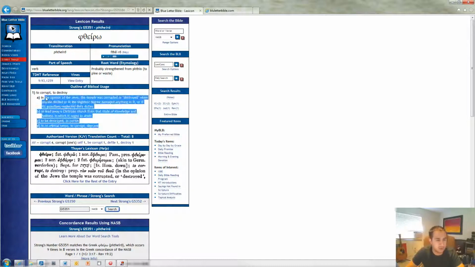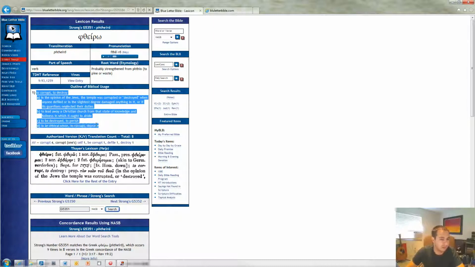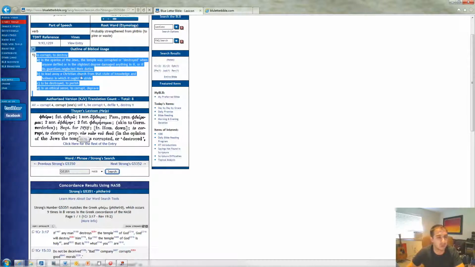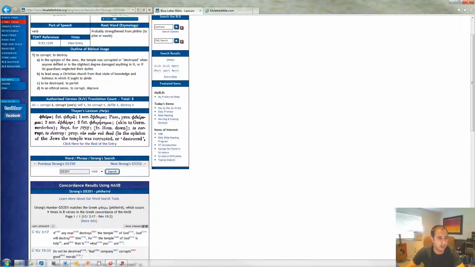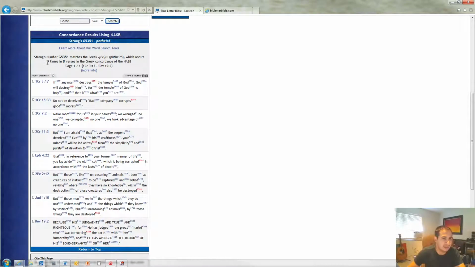So in our Bible study we talk about looking up lexicons. Now, this really isn't a replacement for a good lexicon, but if you don't have access to a library or Bible software, then it's at least something. And so there's a little outline of how it's used. And here are the instances where the Greek word is found in the New Testament.